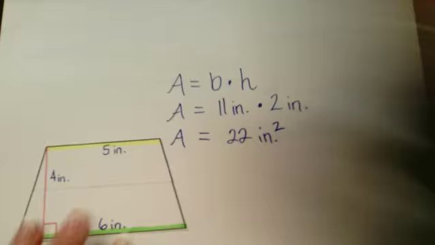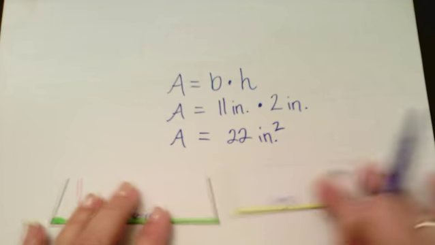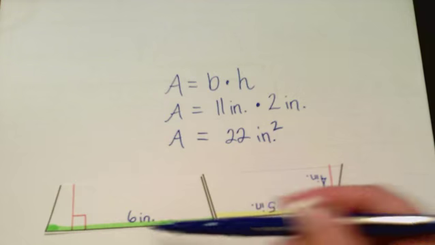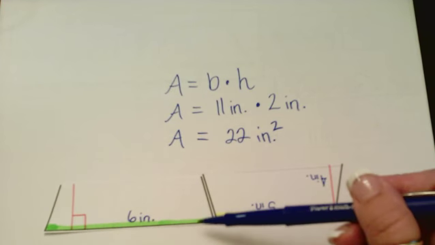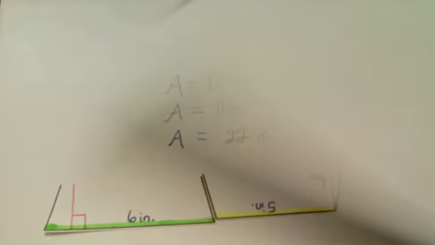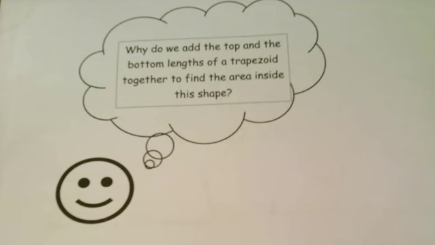Because we have to, in order to get this to turn from a trapezoid into a parallelogram, we have to chop it in half. And there you have it. That is why we are adding the base 1 or the top of the shape plus base 2 or the bottom of the shape of a trapezoid in order to form a parallelogram. So that's it. That is why we add the top and the bottom lengths of a trapezoid together to find the area inside the shape. So just remember, it's all about the bases.